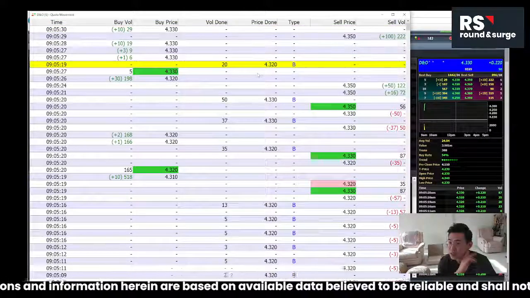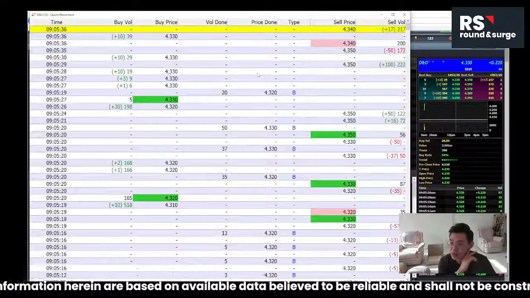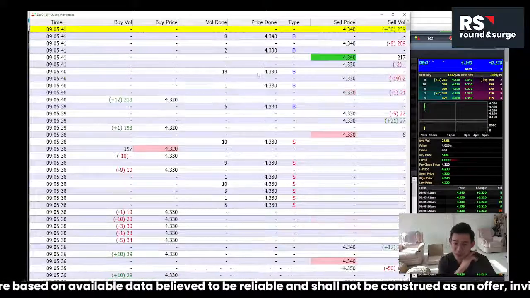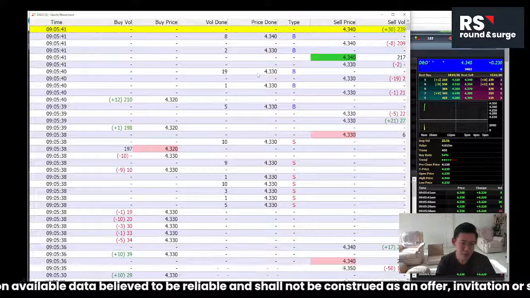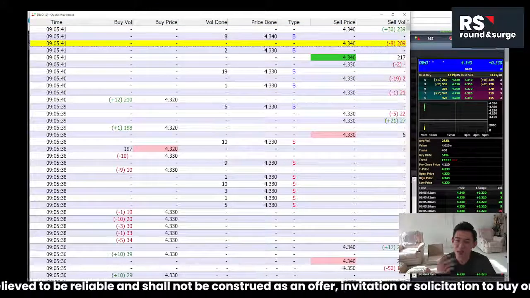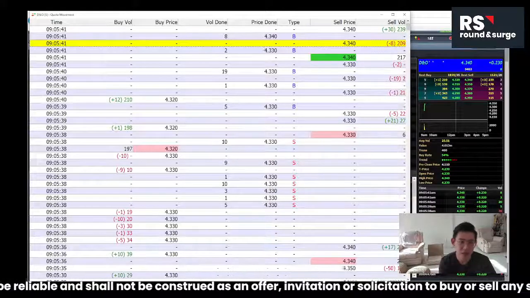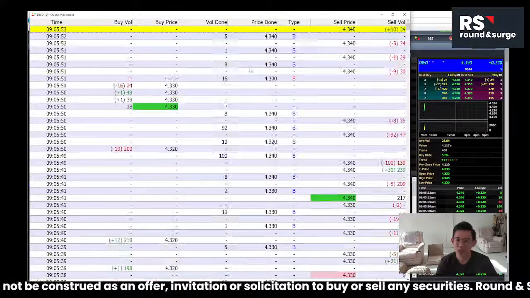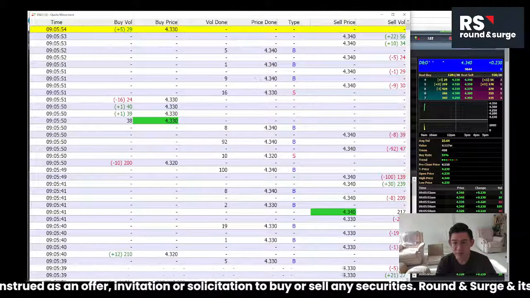So let's see. There's a gap over here, 4.33, 4.34. Okay, it's refilled back into the gap. So they are right now throwing down. They are going too slow, taking the sell side one by one, bit by bit, every 1 or 2 seconds. So whenever you see this, it's not a good sign.